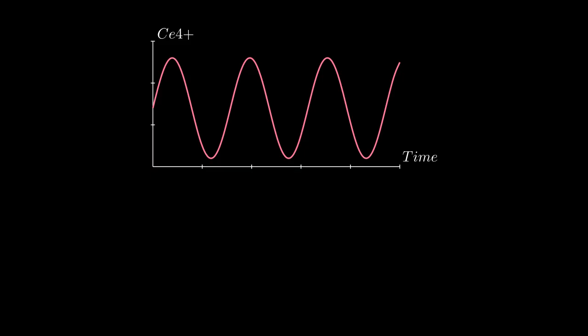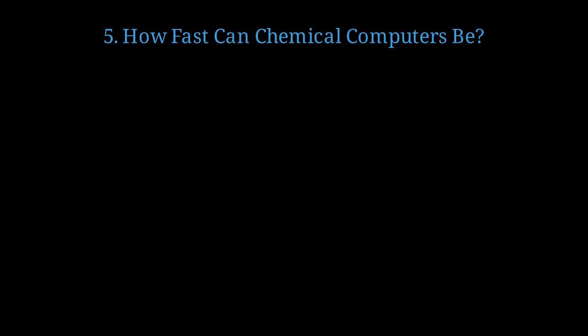The concentration of cerium 4+ oscillates periodically over time, creating a chemical clock that can be used for computation. The oscillation period typically ranges from 10 to 60 seconds, much slower than electronic circuits but useful for certain applications. An important question: how fast can chemical computers actually compute compared to silicon?